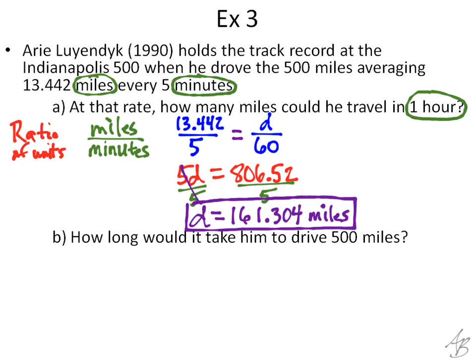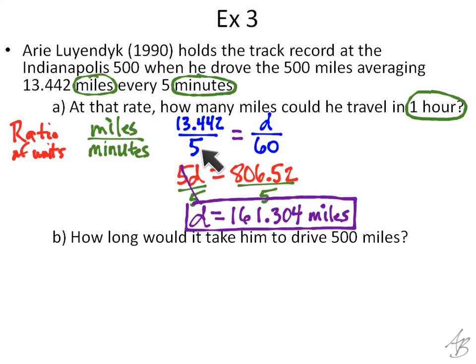Anyway, the second part says, how long would it take him to drive 500 miles? That would be the whole race, right? Okay, so for part B, what ratio that we used here is going to stay the same, and which one's going to change? The 5 minutes is going to stay the same. What else is going to stay the same? Nope, it's not going to be 60 minutes anymore because the race is going to take him longer, right? It takes him an hour to drive 161 miles, but he has to go 500 miles. So it's going to be more than an hour, right?